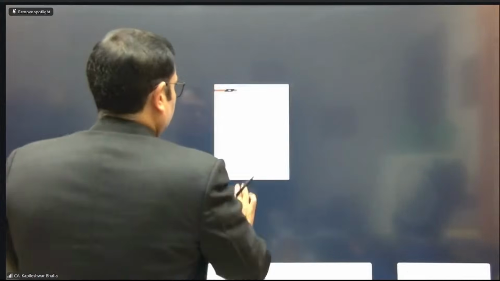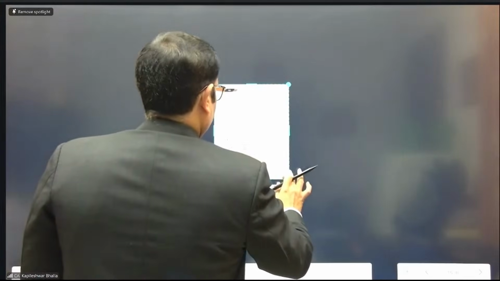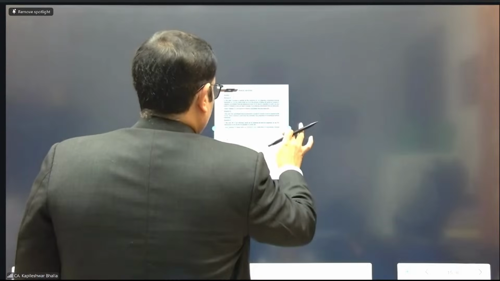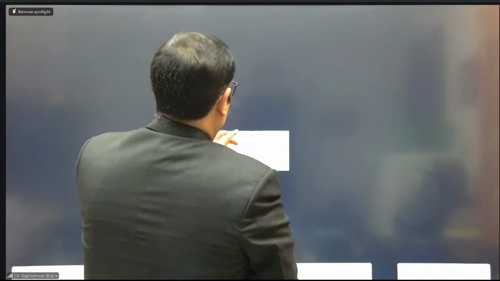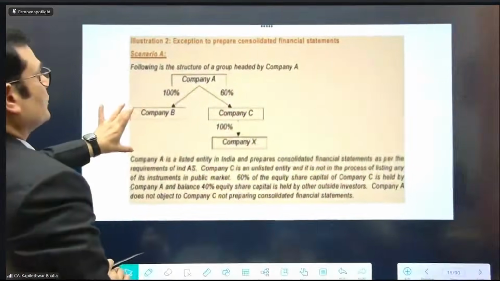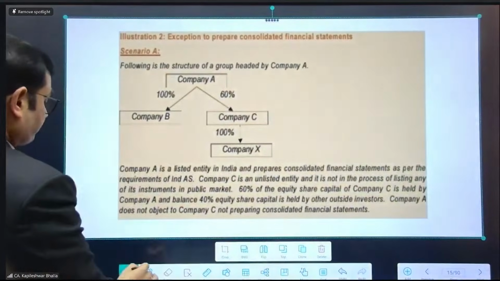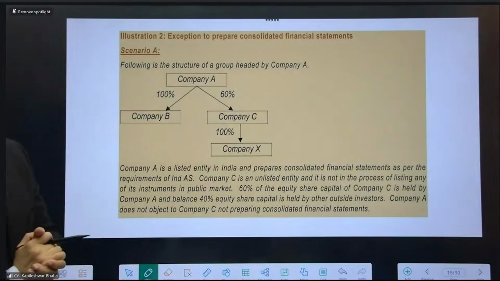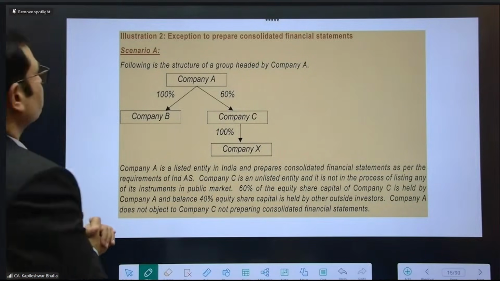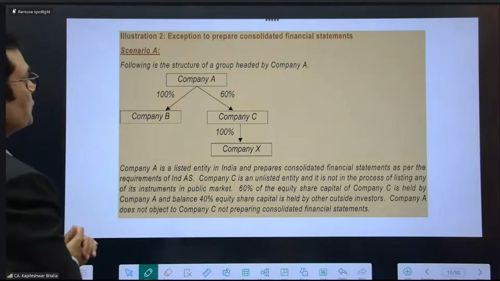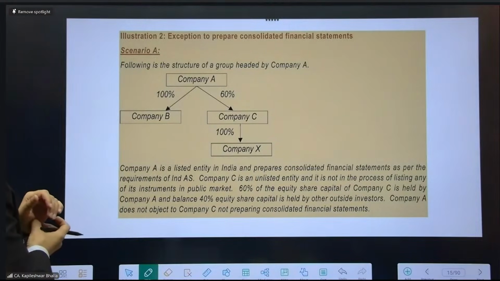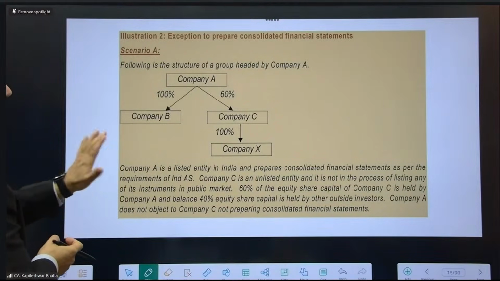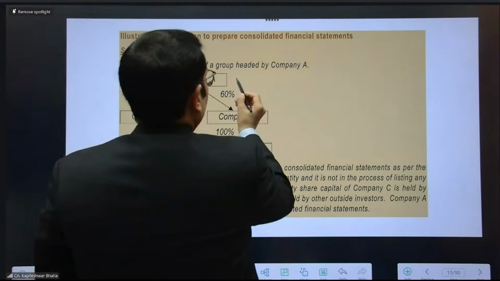Now let's go further. Let's go to illustration number 2. Some beautiful, interesting questions in the study material on all the scope learning. So let me read the facts now. There are some more interesting facts coming out in this particular case. The following is the structure of a group which is headed by company A. Before I read the inputs, let's make a walkthrough.